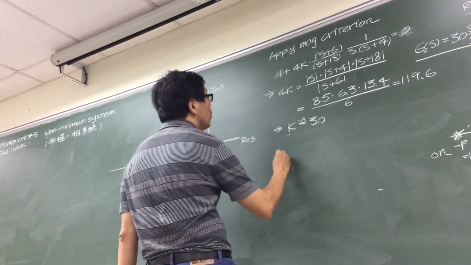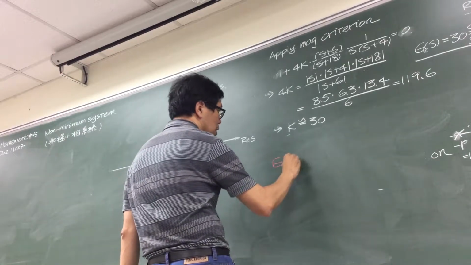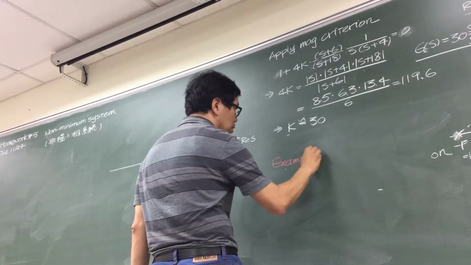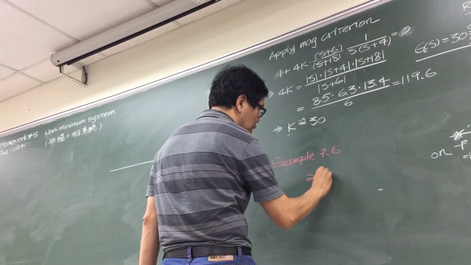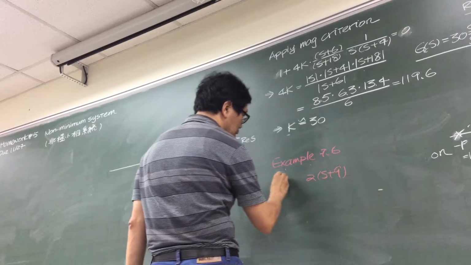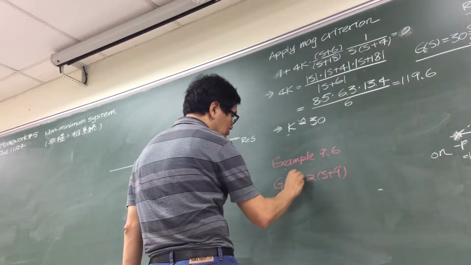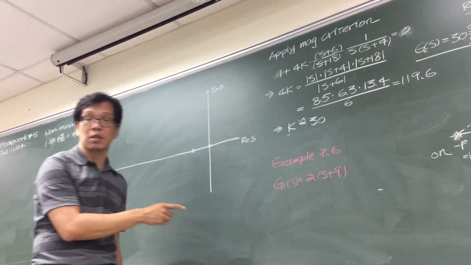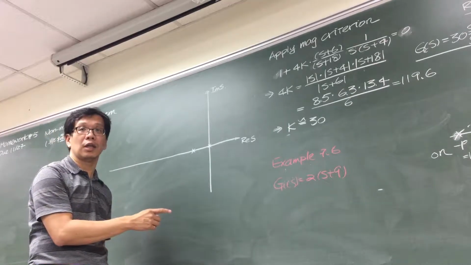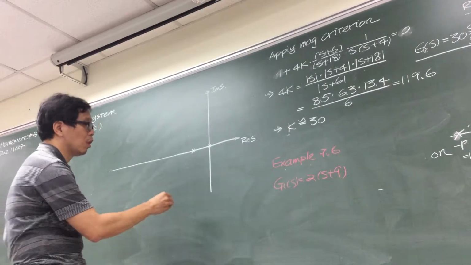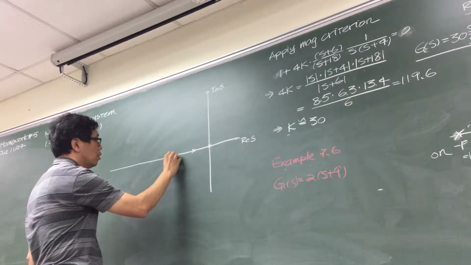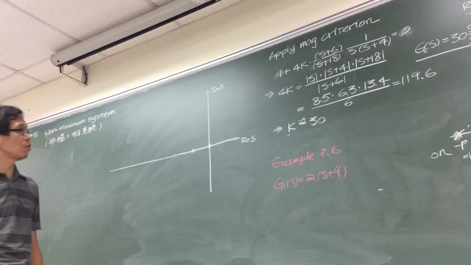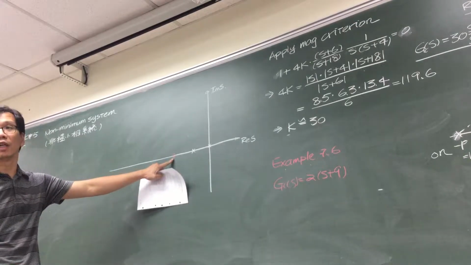The answer for example 7.6, I think, is 2s plus 9. That is my controller, right? I think that's the answer from Friday. So when we have this one, we're going to have our closed loop. I'll have something over here.